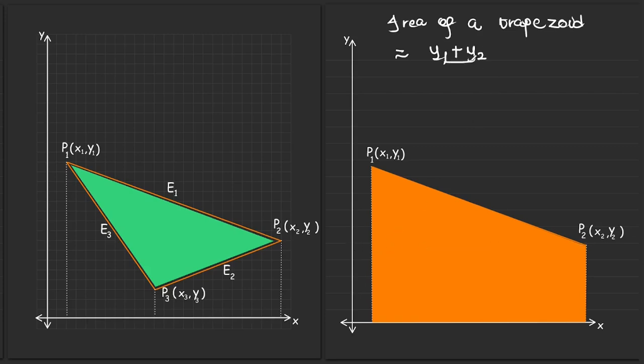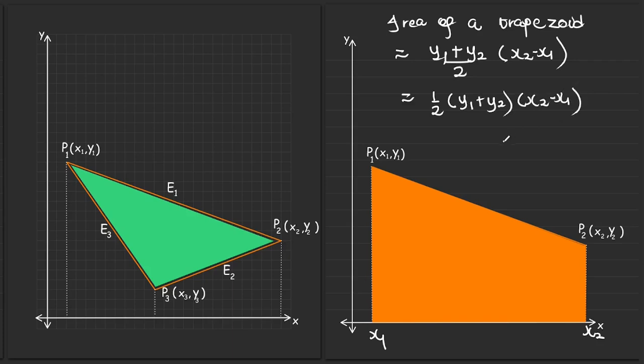So y1 plus y2, then you divide it by 2, and then we multiply it by the width. To get the width, this side is x2 and this side is x1. So x2 minus x1, that is the length of this width over here. That will be the area of this trapezoid. This can be rewritten as 1 over 2, then in a bracket you have your y1 plus y2, then in another bracket we have our x2 minus x1.